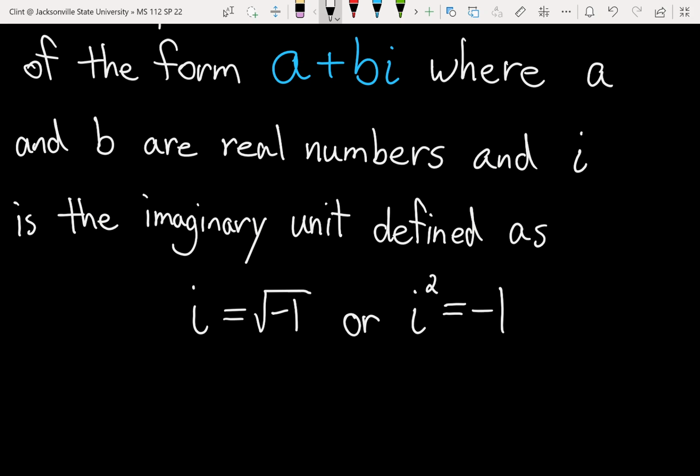i is really a radical, the square root of a negative. And if we take our a plus bi, put all that together, we get what we call a complex number. Sometimes people just call them imaginary numbers because of the imaginary unit i. Really, it's more precise to say complex.